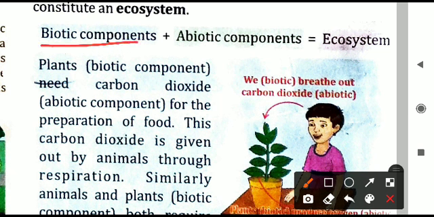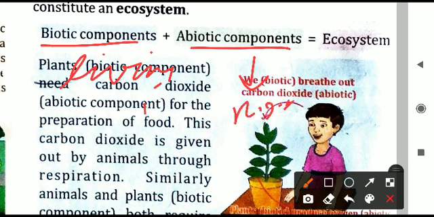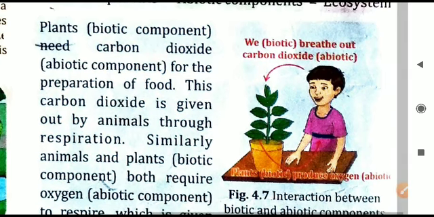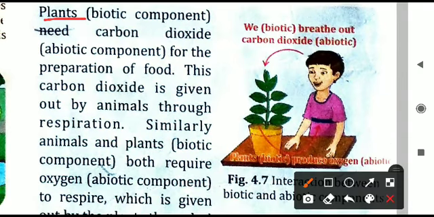Broadly, if we say the living components, whatever the living substances are, they form the biotic components, and the remaining non-living part, which helps these biotic components to sustain themselves, to sustain life, is called the abiotic components. Here they have given an example: the plants, which are living things, so they are a biotic component. They will need carbon dioxide, which is an abiotic component. Carbon dioxide is a gas, it is non-living, but still that gas is important for the survival of that particular plant, or we can say biotic component. So abiotic components are not living, but they are very important for the living things to sustain their life.